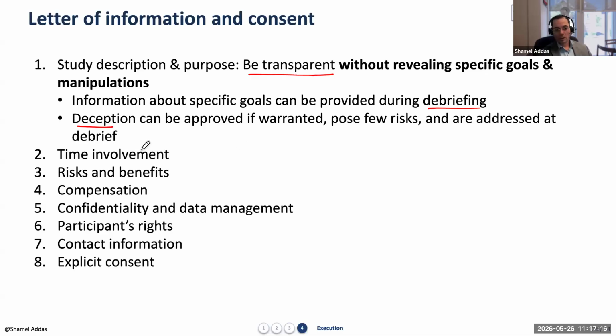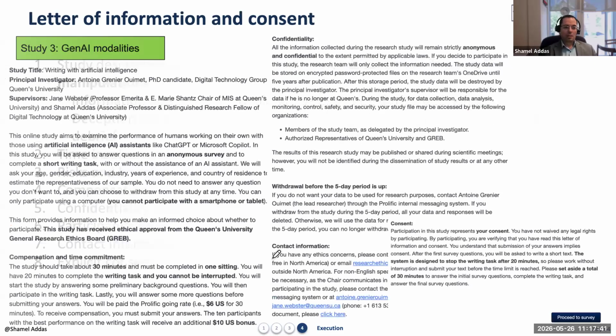In the letter of information and consent, you have to talk about how much time is involved, risks and benefits, compensation, confidentiality, how the data will be managed, and what the data life cycle is, what will happen at the end, participants' rights, the right not to answer questions, the right to withdraw from the study, as well as contact information of the authors, and getting explicit or implicit consent. All right, so this is just a sample of the consent information for one of the studies.